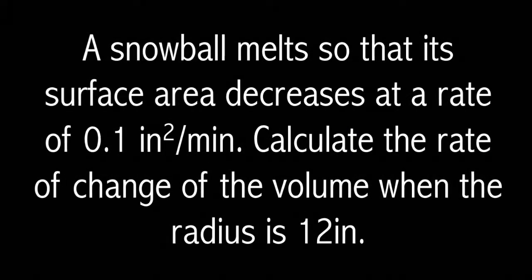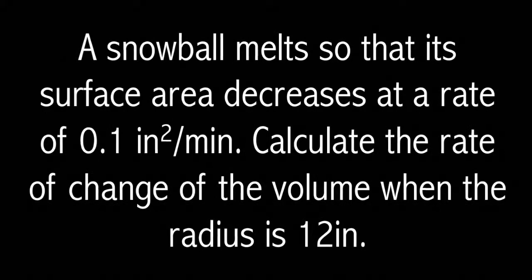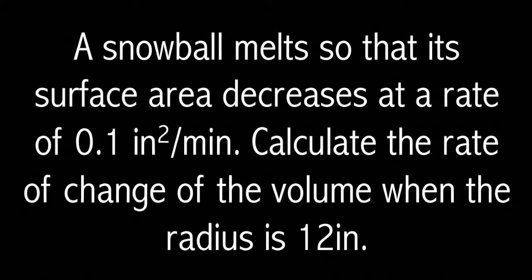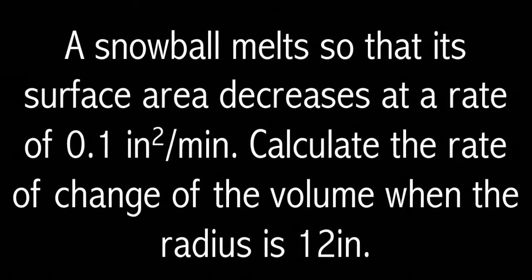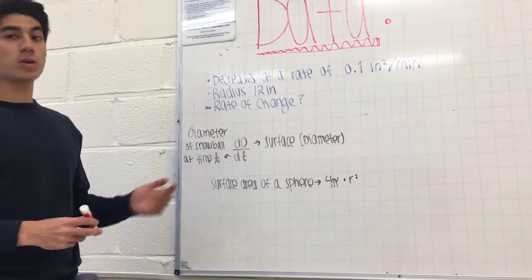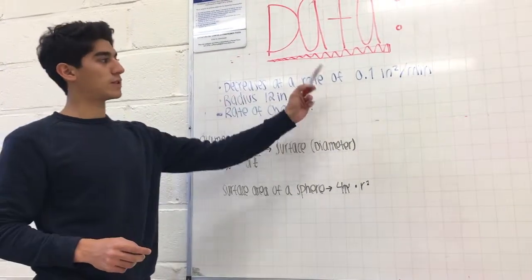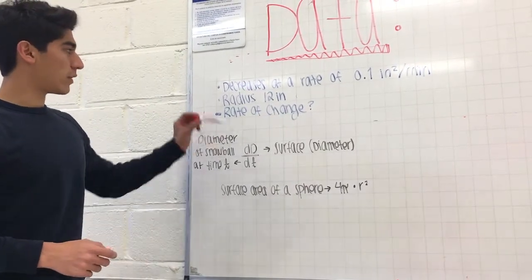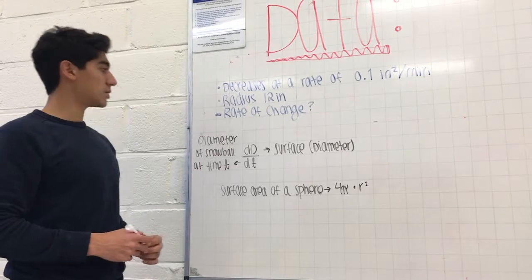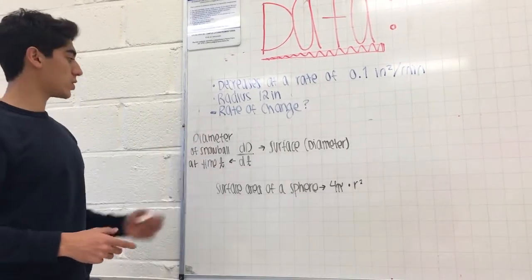melts, so its surface area decreases at a rate of 0.1 inches squared per minute. Calculate the rate of change of the volume when the radius is 12 inches. So here we have our data, and we know that the snowball decreases at a rate of 0.1 inches squared over minutes. We have a radius which is 12 inches, and they are asking us the rate of change.